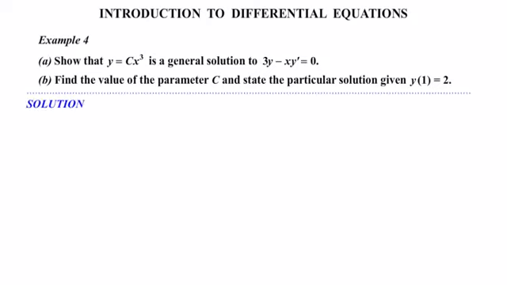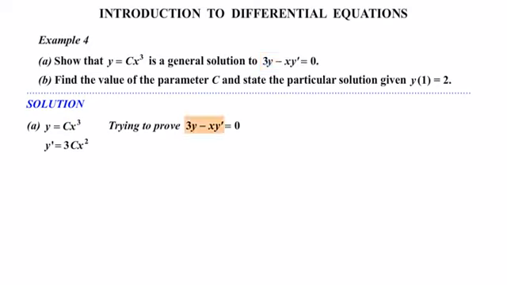Okay, well let's have a look at part A. We're working with this equation here, y equals cx cubed. Now we're working with differential equations, so we'll get that there and differentiate. So on the left we'll have y dash, and the derivative of cx cubed, that'll be just 3cx squared. Now back to our question. We're trying to prove that 3y minus xy dash equals 0.